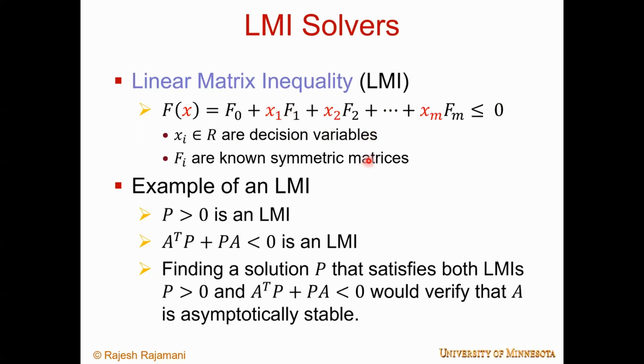An LMI constraint is basically a convex constraint, and so there are good numerical tools available for solving objective functions that are constrained by these types of LMIs. For example, P greater than 0 is an LMI. A transpose P plus PA less than 0 is an LMI. And from linear systems, we know that if we can find a P that satisfies both P greater than 0 and A transpose P plus PA less than 0, then we would be verifying that A is asymptotically stable.